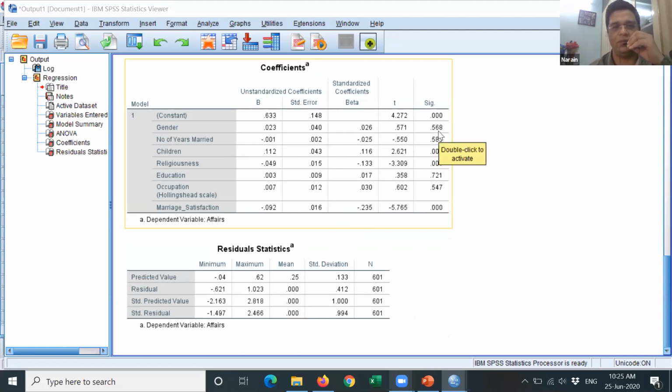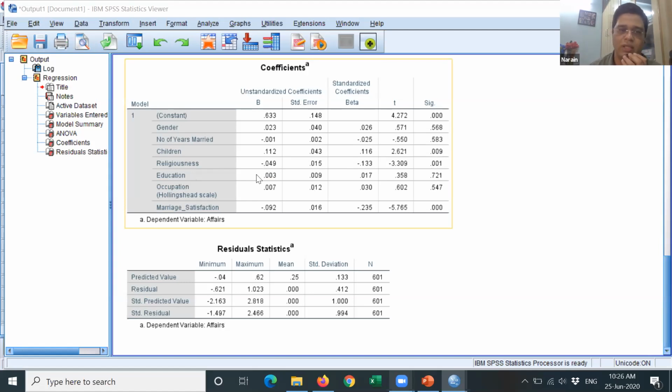So whether the person is male or female does not affect whether the person will go for an extramarital affair or not. Number of years married is also not a significant variable, but having children is a significant variable, and it positively affects the dependent variable. So if the person has children, there are chances the person will go for an extramarital affair. If a person is religious, which has a negative sign, then the person may not go for an extramarital affair. So the higher the religiousness score, the lower the probability that you might indulge in an extramarital affair.